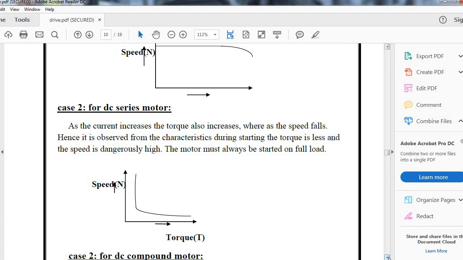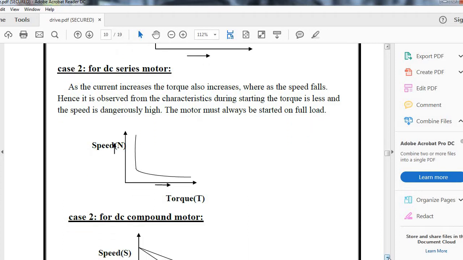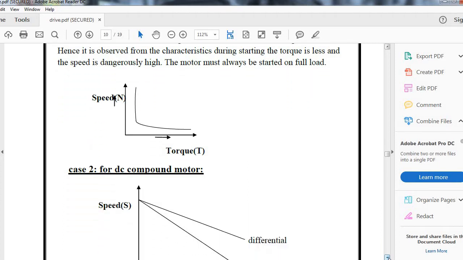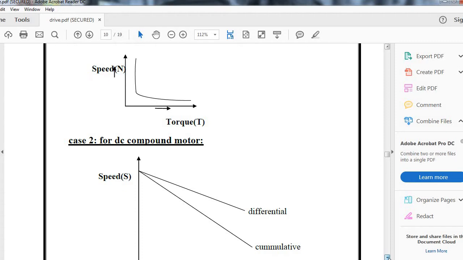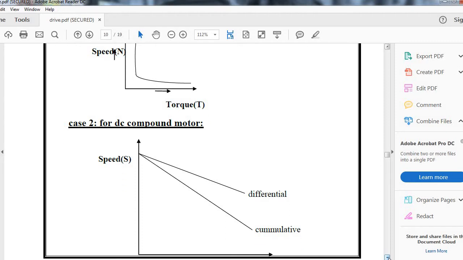Now in case of a DC compound motor, we can see a similar type of speed torque curve for differential as well as cumulative, but there is a difference of speed for a given torque.